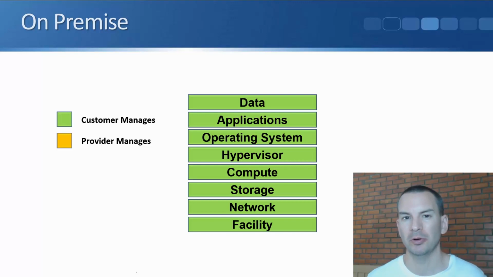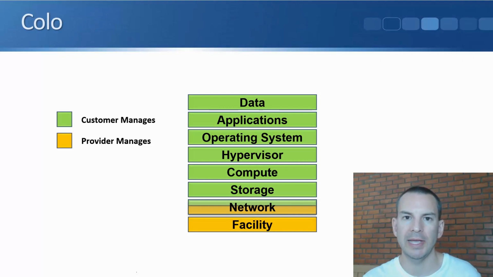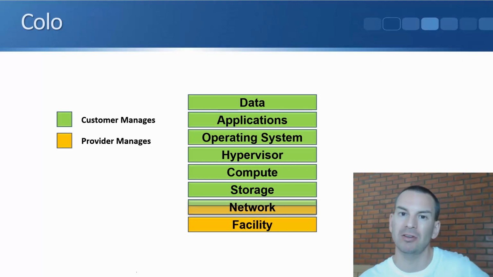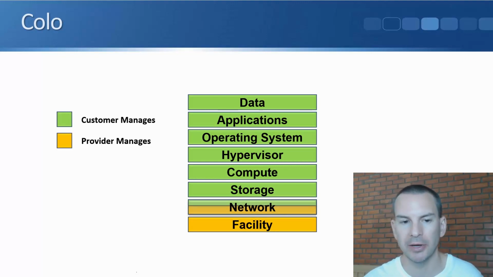So starting off with on-premise first. With on-premise, obviously the customer manages everything. There is no cloud provider when we're using on-premise. Moving on to a colo facility. Again, this is a traditional model. This does not count as cloud.